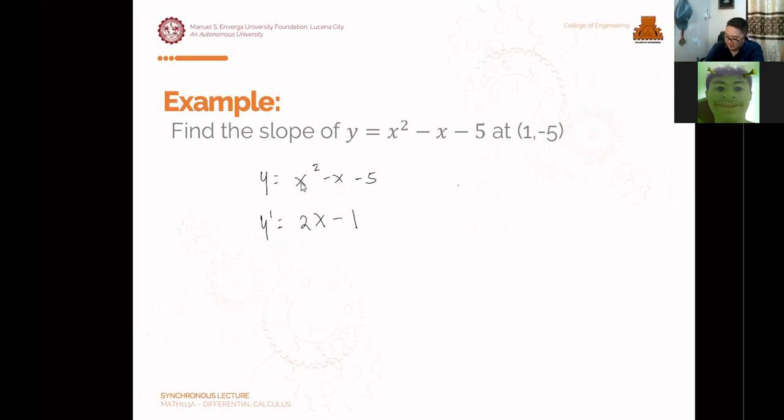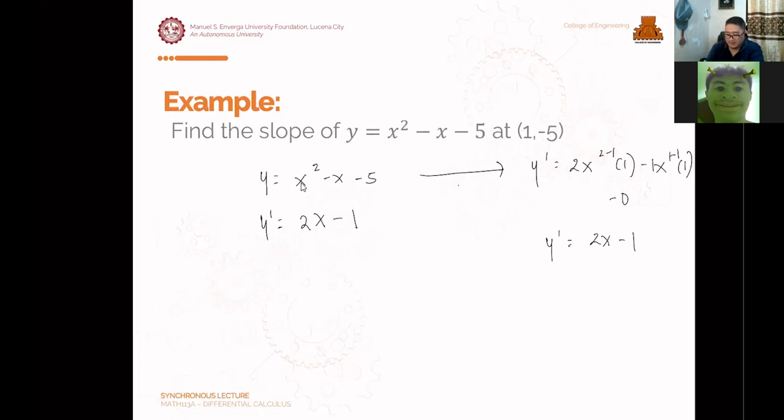Pero kung halimbawa papahabain natin yung solution, that will be 2x, 2 minus 1 times 1, minus 1 times x. X is to 1 minus 1 times 1 minus 0. So, y prime will be equal to 2x minus 1. Okay? So, same lang yan.